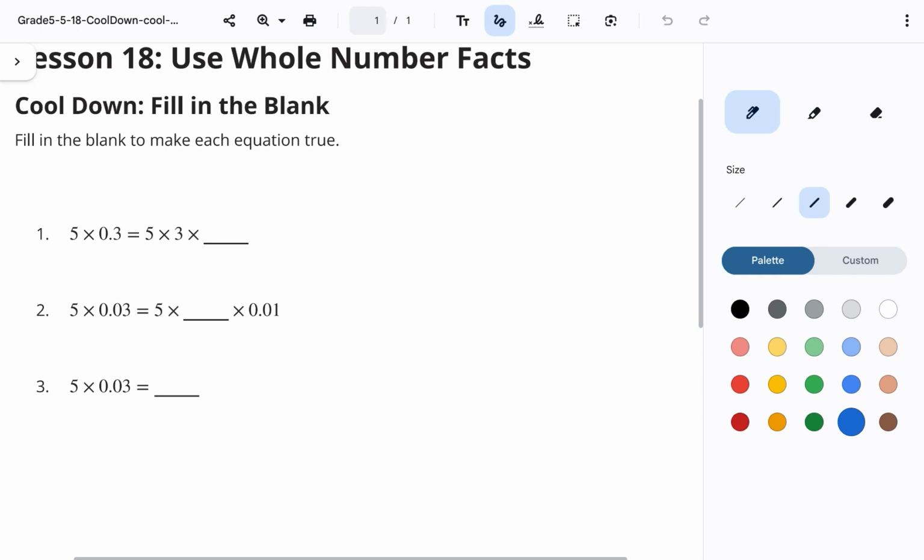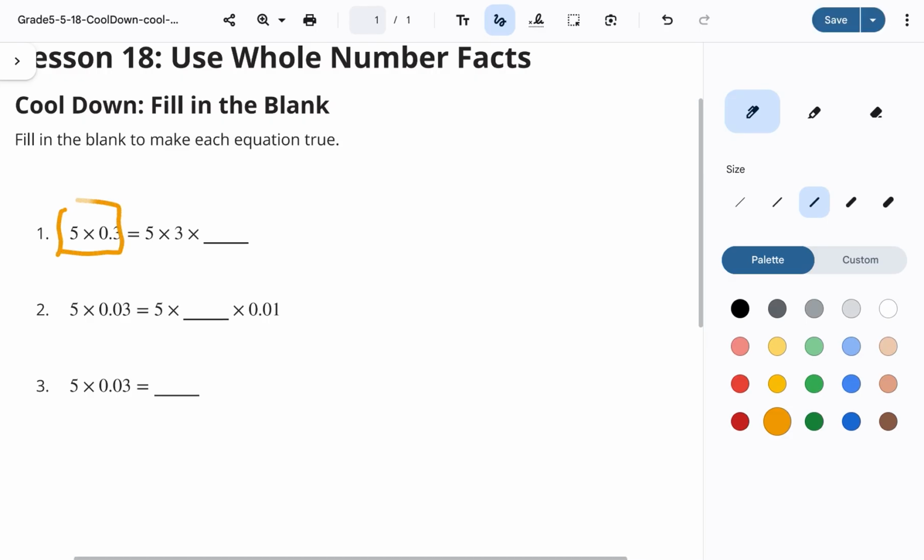Good morning, mathematicians. We're looking at our lesson 18 cooldown, and I love this lesson because we see a very efficient way that we can use whole number facts to solve our multiplication problems. And truly, this helps us out as mathematicians, not only to be accurate, but also to be efficient in this particular operation.